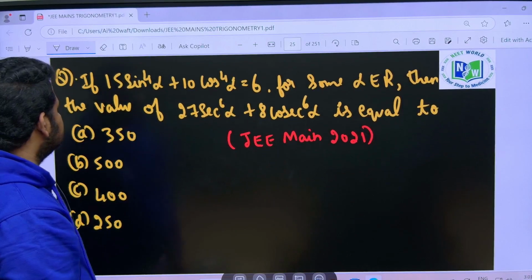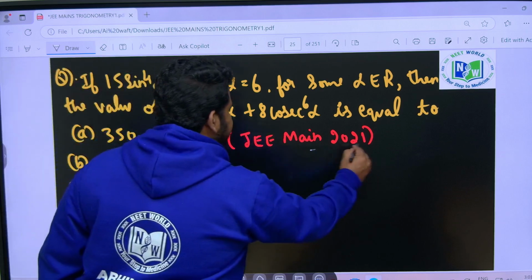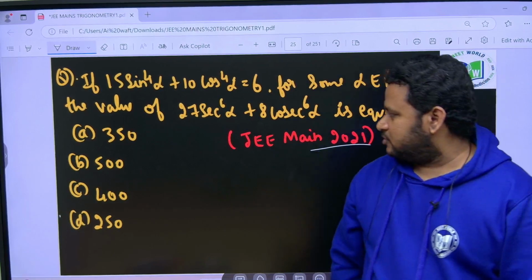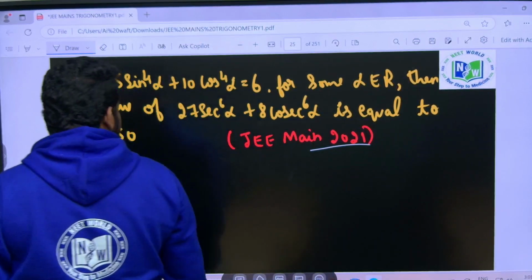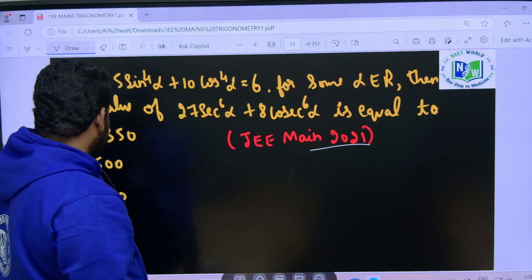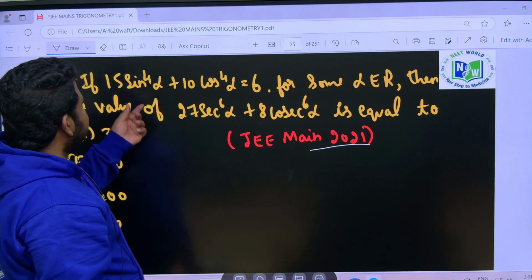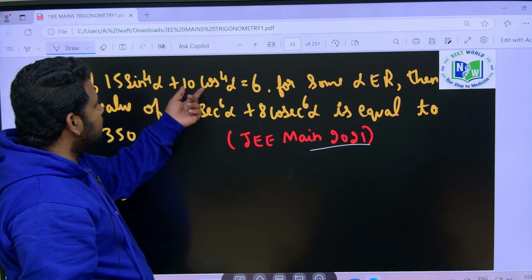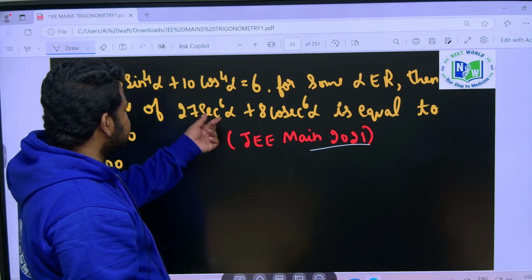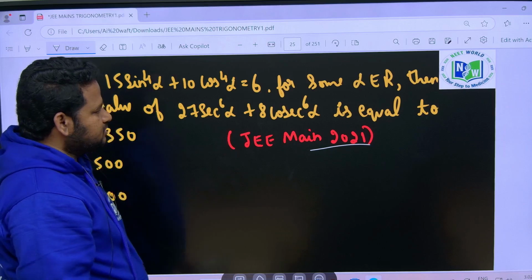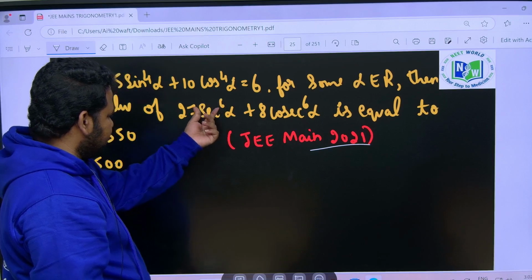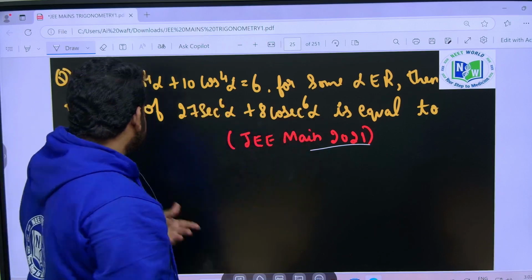Look at this. This was asked in JEE Main 2021, but we will smash this question like this. Don't worry. Looking at this question, you will think, such a big question, how to go about it. So what was given? 15 sin power 4 alpha plus 10 cos power 4 alpha is equal to 6 for some alpha belonging to R. Then the value of 27 sec square alpha plus 8 cos power 6 alpha is equal to how much? This is 6, not 4.